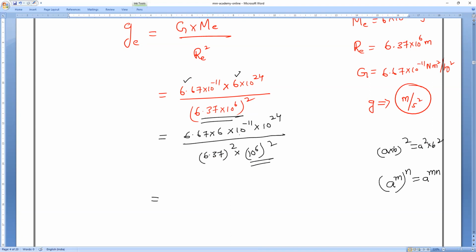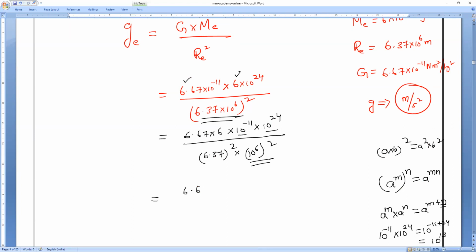Now this one you tell me: A power m into A power n, what is the formula? A power m plus n. So I will add it now. 10 power minus 11 into 10 power 24 equals 10 power minus 11 plus 24. What is the answer, guys? Minus 11 plus 24 is 10 power 13. Understood?